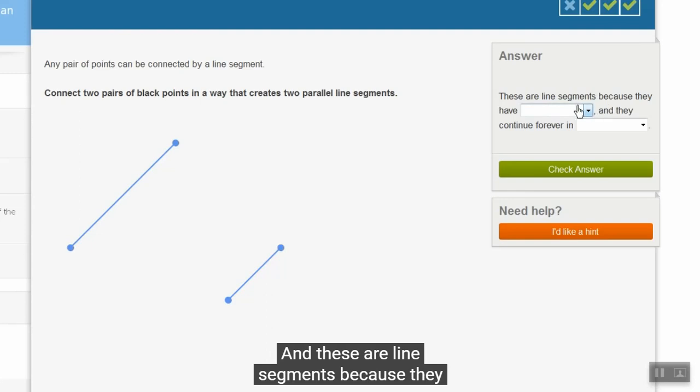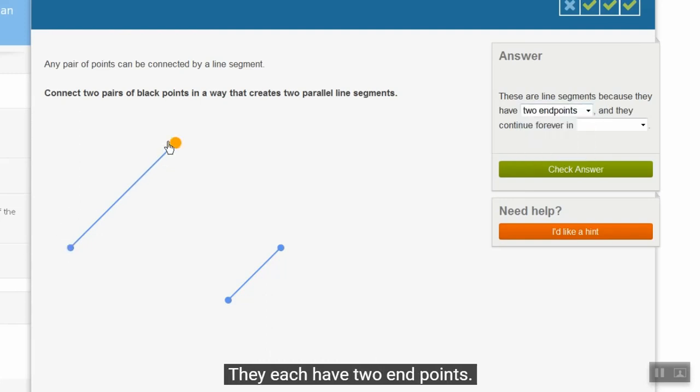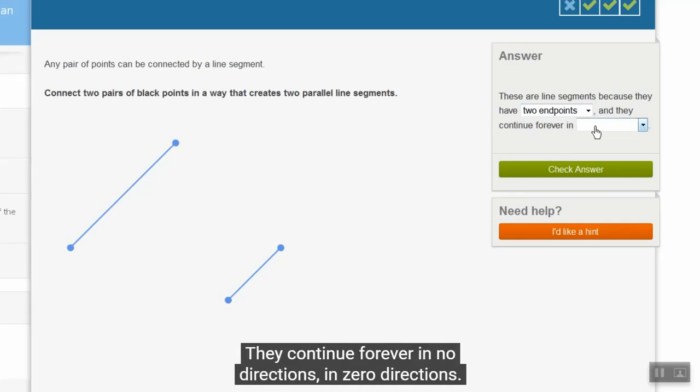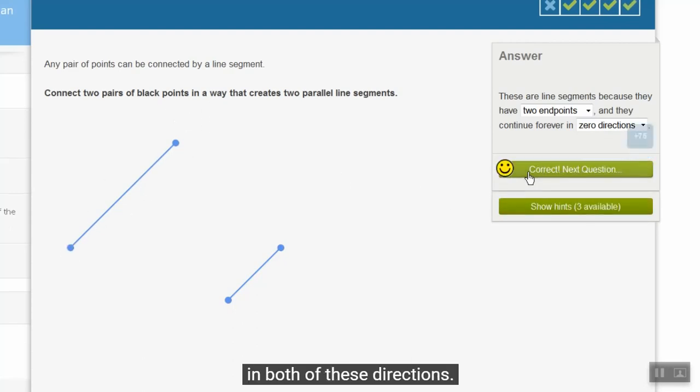And these are line segments because they have two endpoints. They each have two endpoints, and they continue forever. Well, they don't continue forever. They continue forever in no directions, in zero directions. If it was a ray, it would continue forever in one direction. If it's a line, it continues forever past both of these points. In fact, it wouldn't have endpoints because it would just continue forever in both directions. Let's do one more.